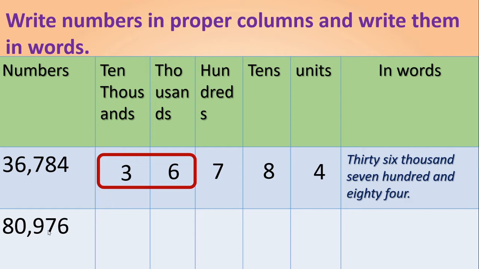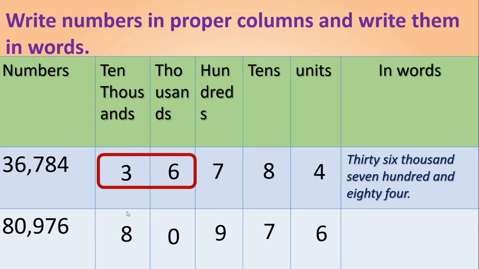Okay, one more we will try. See here again 80976. 6 is in the unit place, I will write here. Then 7 in tens place and 9 in hundreds place. Then 0 in thousands place and 8 in ten-thousands place. Now our turn is to write this given number in words.